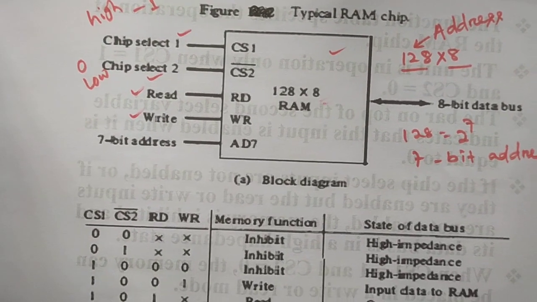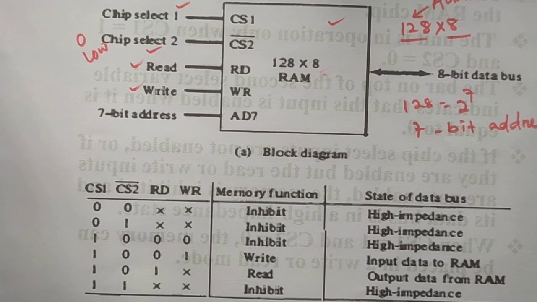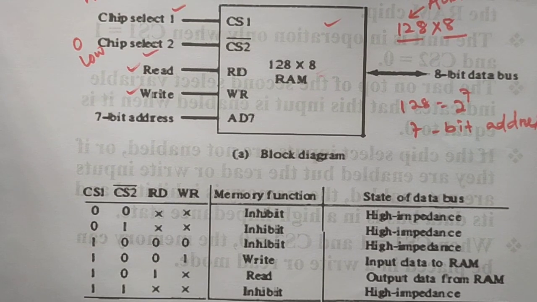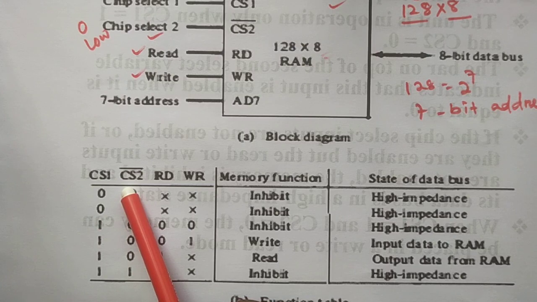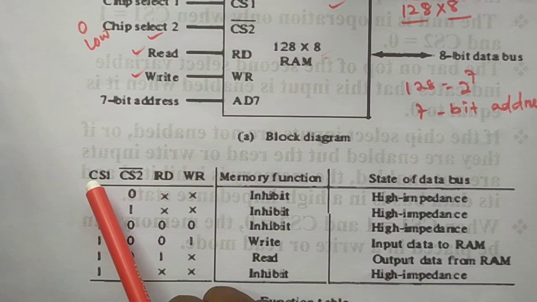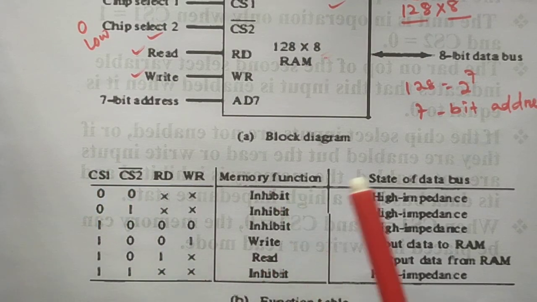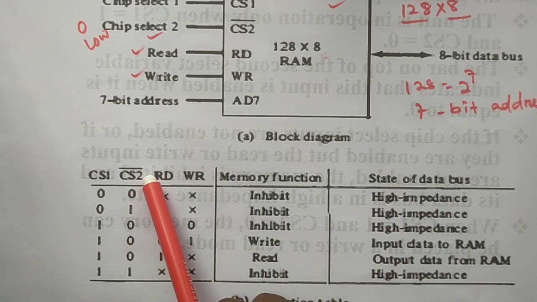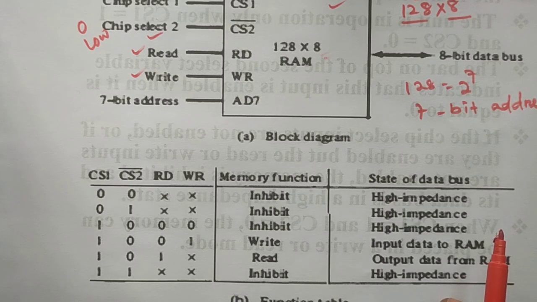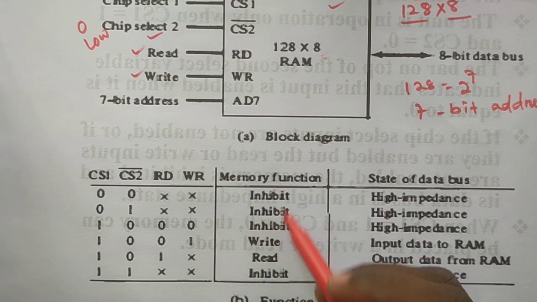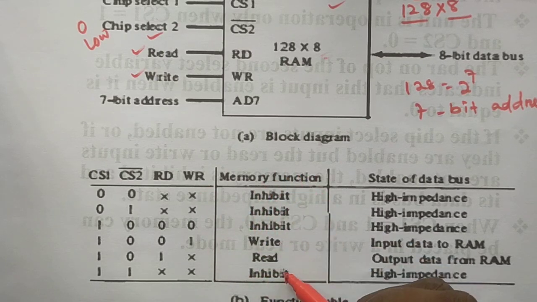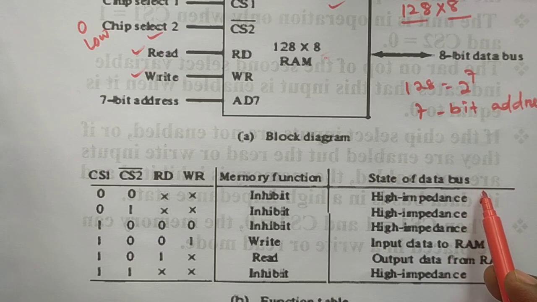If you go through the functional table, how it will work, that is important. Okay, so we consider four parameters. One is CS1, CS2. If CS1 is 1, then it will activate something. If CS2 is 1, then it is something like this. We will discuss that kind of functional table. Another is read and another is write. Memory function based on that we can see, and the state of the data bus.